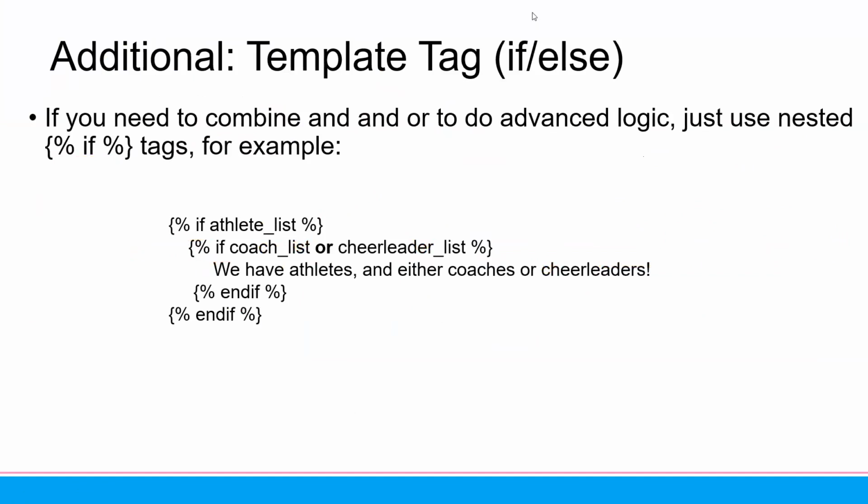So for example, this is if athlete list. So if the person is in the athlete list, and if the person is in the coach list, and or if the person is in the cheerleader list, then we have athletes and either coaches or cheerleaders. Because you define two if, then you need to write two end if. Okay, that's the structure of an if.